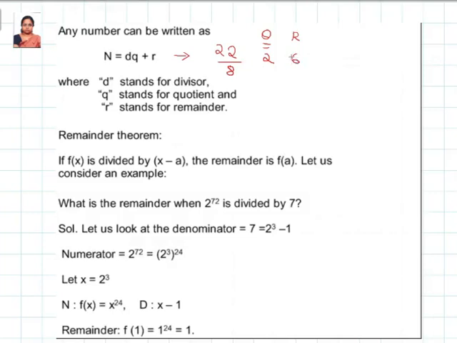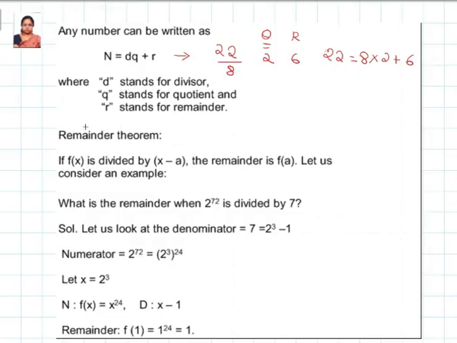So this 22 can be written as the divisor, which in this case is 8, into the quotient 2, plus 6 as the remainder. So this is what is mentioned here, dq plus r. And this is quite important. In many cases, we are going to use this format.